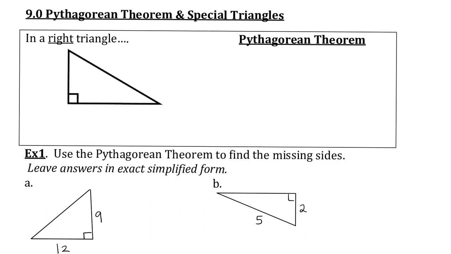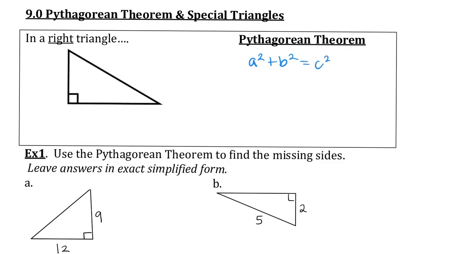Okay, in 9.0, we're going to review the Pythagorean theorem and special triangles. The Pythagorean theorem only applies to right triangles, and a right angle is normally denoted with a little square in the corner. This is the formula where you normally say a squared plus b squared equals c squared.